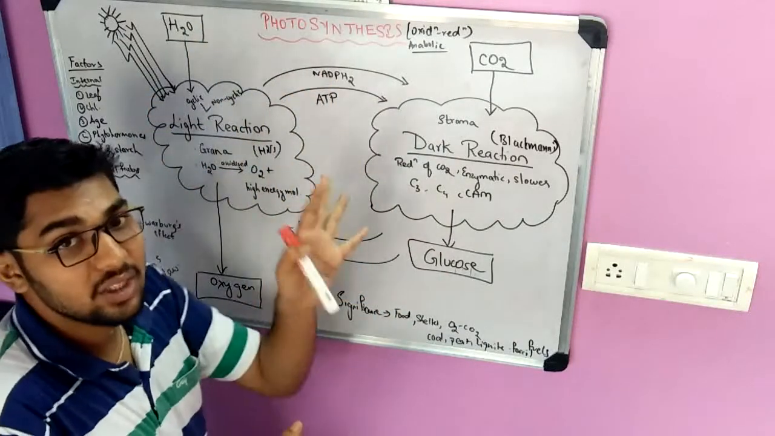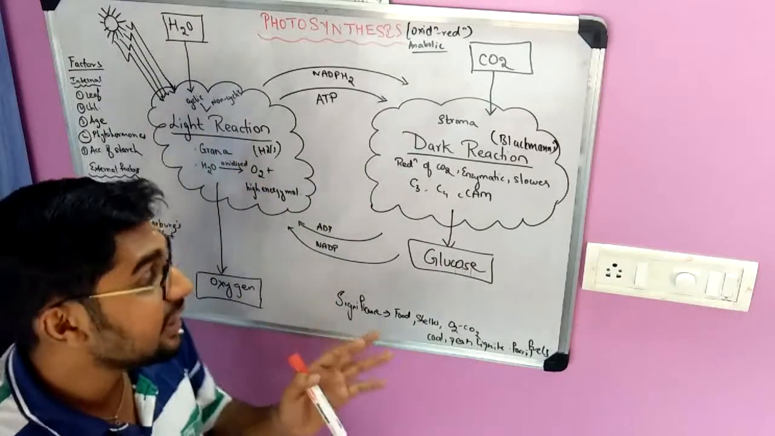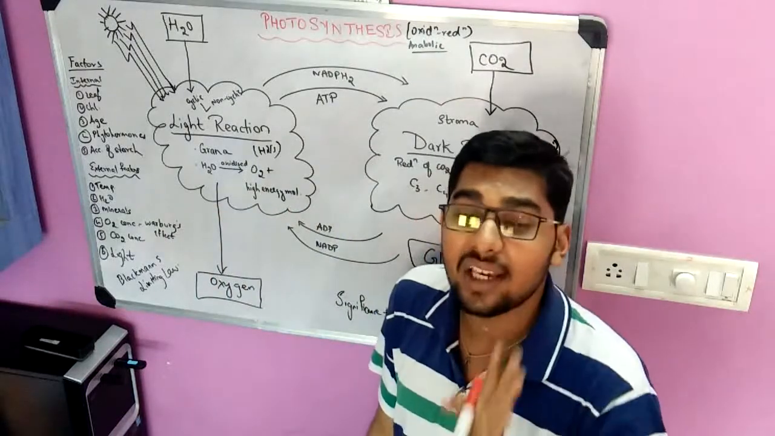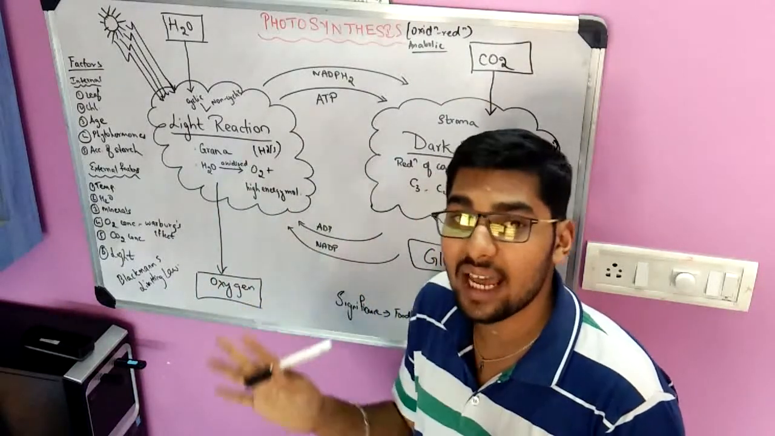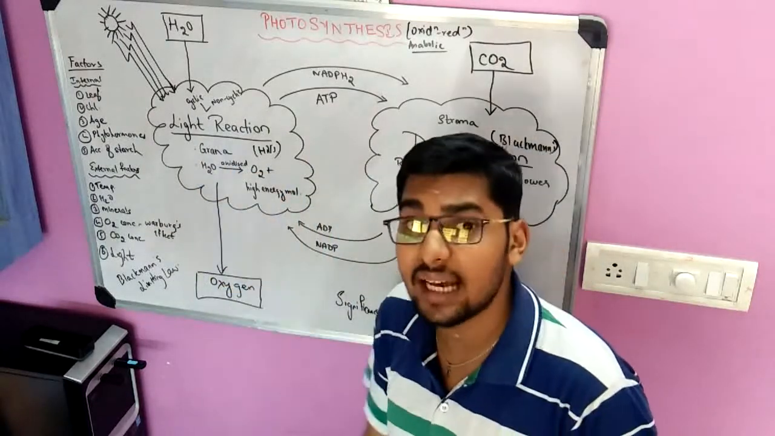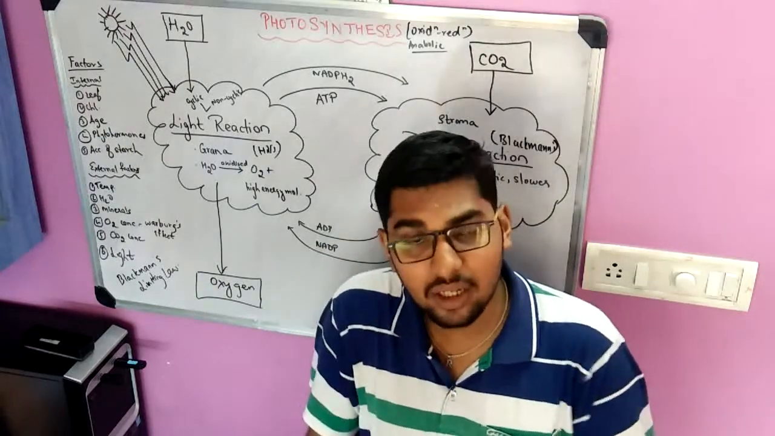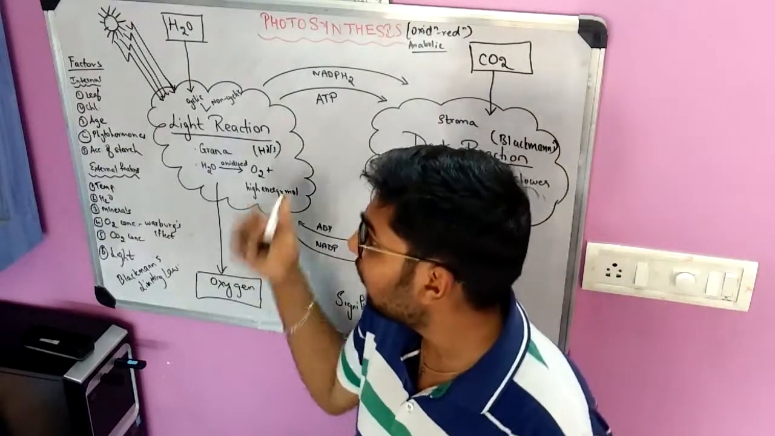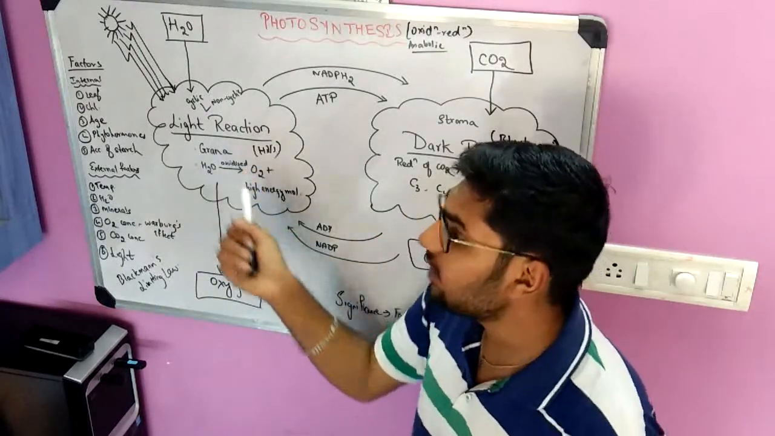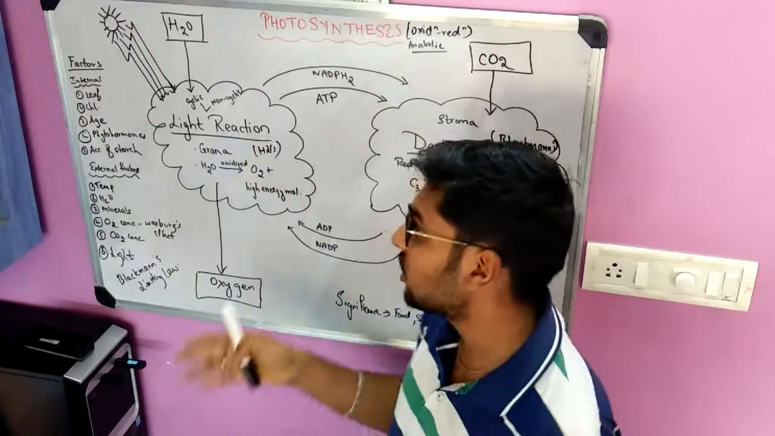So what is light reaction? What is dark reaction? Light reaction, as the name itself says, is the light dependent reaction. Only in the presence of light, that is sunlight, do these reactions occur. Light reactions are further classified as cyclic reactions and non-cyclic reactions. That will be dealt with in later videos. Please do watch those videos also.